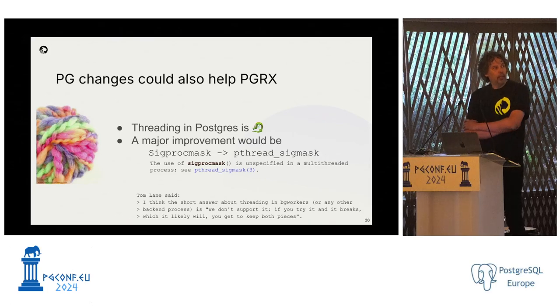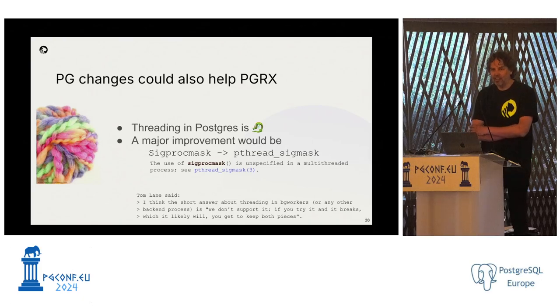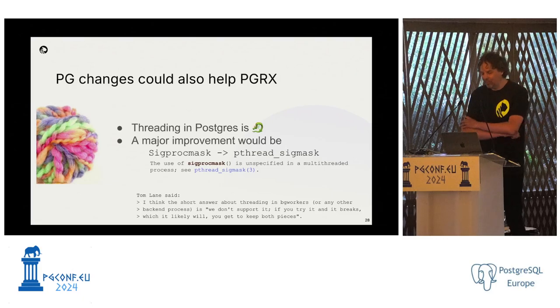But more importantly, what changes to Postgres could help out PGRX? And one major thing is threading. Threading in Postgres is just dragons all the way down. I don't want to advocate for making Postgres multi-threaded. I think that's an argument other people can better have. I don't really have an input on that.